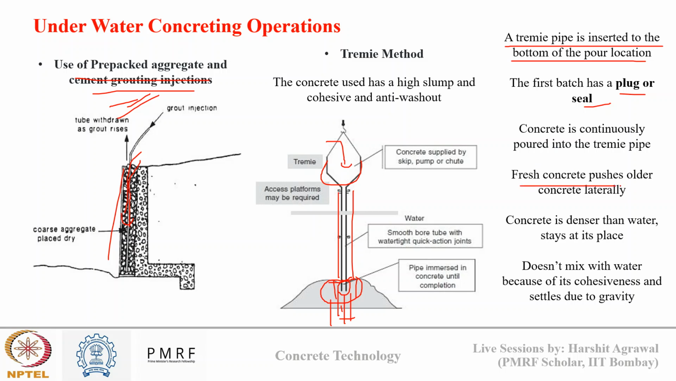What happens is my fresh concrete will push the older concrete laterally, but since my concrete is denser than water, it will try to stay in its own place and won't move laterally much. Since I'm ensuring that the end of the pipe is inside the older concrete, there is no mixing of water because of its cohesiveness, and it just settles due to gravity in a particular shape. So this is known as the Tremie method, and for this I need a concrete which has a high slump, is cohesive, and has anti-washout admixtures available.